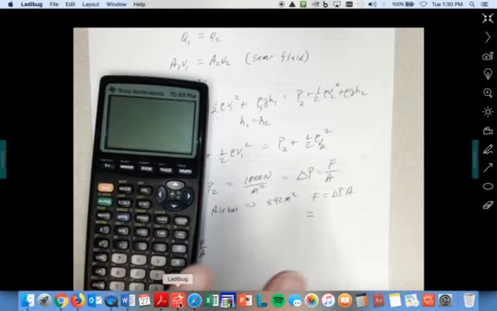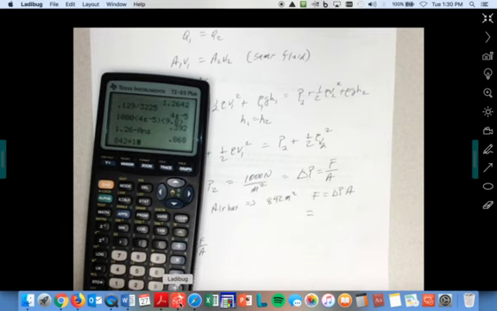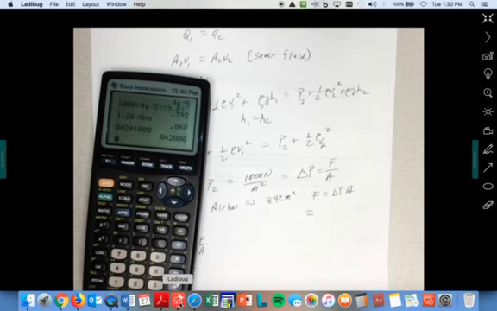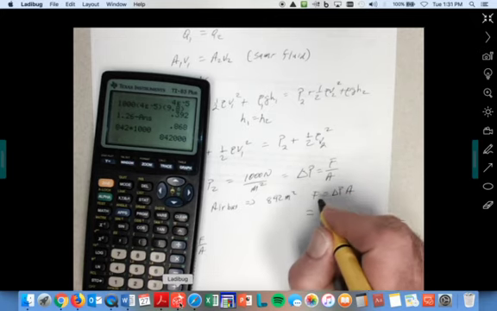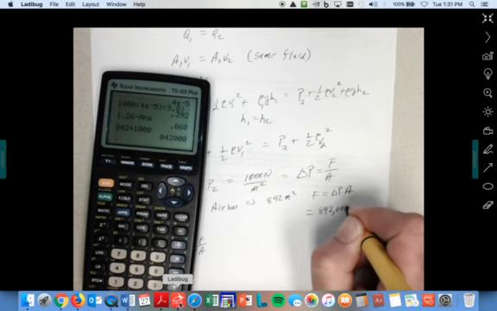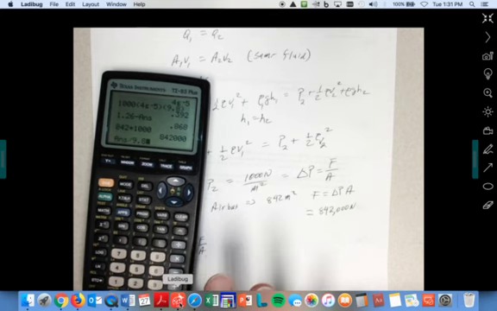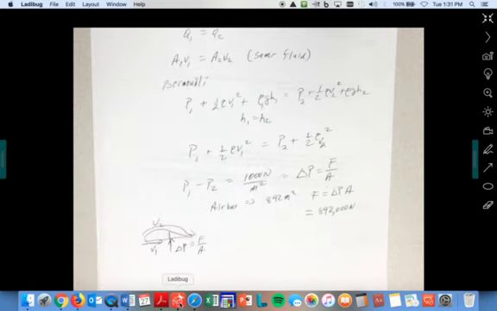Look at the lift that's required for that thing. 842 times 1,000. Oh my gosh, 842,000 newtons of lift. If I divide that by 9.8, that's about 86,000 kilograms. That's how much force you need.